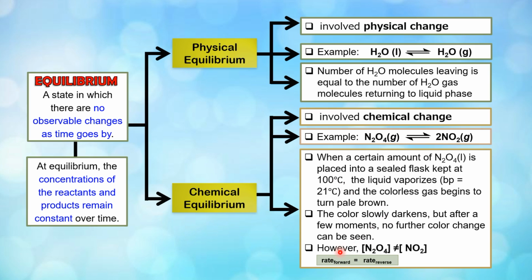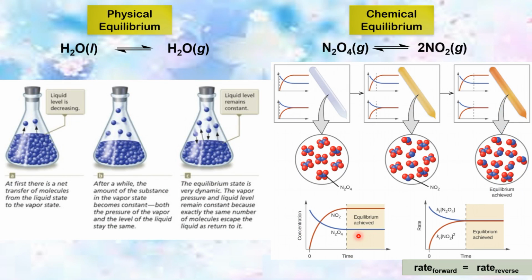However, the concentration of N2O4 is not the same as the concentration of NO2. It's constant, which means there's no change, but that doesn't mean they should be the same. Right, so at equilibrium, the rate of forward reaction is equal to the rate of reverse reaction. Alright, so this is the example of physical equilibrium for H2O, water.